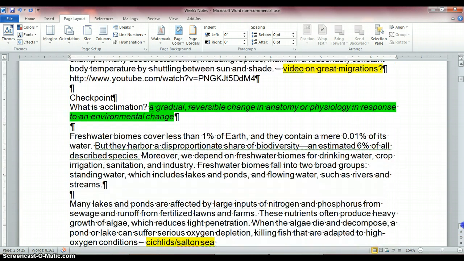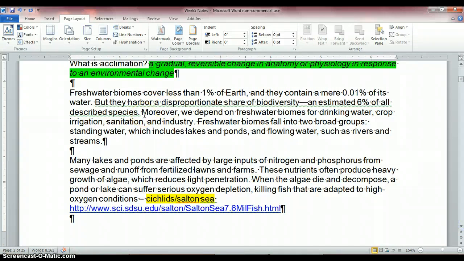It's amazing. Fresh water biomes cover less than 1% of the earth, and they contain a mere 0.01% of its water, but they harbor a disproportionate share of biodiversity, an estimated 6% of all described species. Moreover, we depend on freshwater biomes for drinking water, crop irrigation, sanitation, and industry. Freshwater biomes fall into two broad groups: standing water, like lakes and ponds, or flowing waters, like rivers and streams.